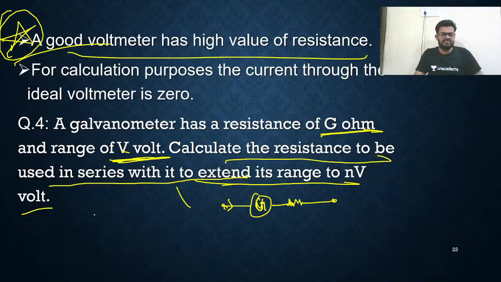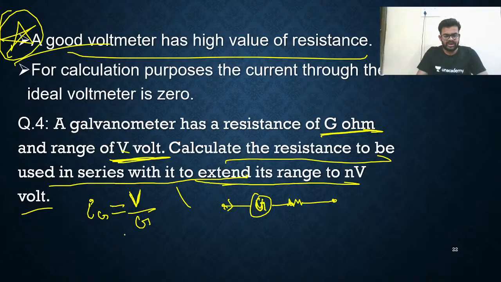Initially, when no resistance is added, the current flowing is Ig. It is called the full deflection current. That will be equal to the voltage it measured divided by the resistance of galvanometer, so Ig is equal to V upon G. Next, if I add a shunt resistance here, I want to find the value of this resistance so that its range becomes N times of V.